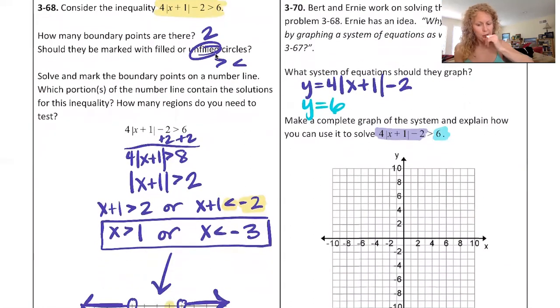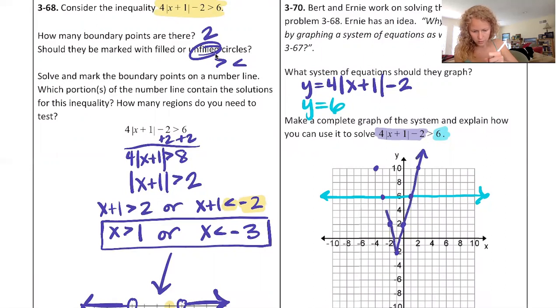If we graph this, y is 6. That's pretty easy. It's just a horizontal line at y equals 6. And we know how to graph the absolute value. It's got a vertex of -1, -2, and a slope of 4. So from there, we're going up. Whoops, that's too high. No, it's not. Sorry. And here, and here. And that looks like 4 and 4 there. So I can draw this.